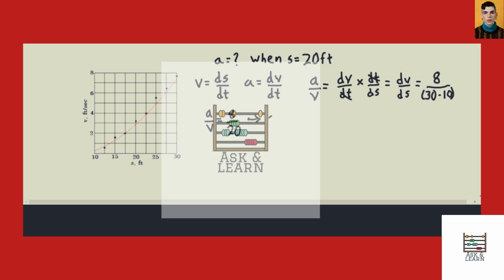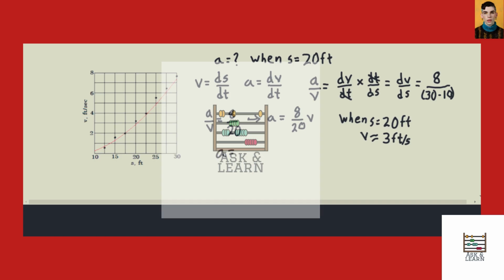We can just rewrite this to say that a is equal to 8 over 20 times v. So all we need to do now is find our value for v when s is at 20 feet. If we look at our graph and find the point on the chart where we're at a position of 20 feet, and just follow right up to where we find one of the little points, we find that v has a value of approximately 3 feet per second when we're at a position of 20 feet.